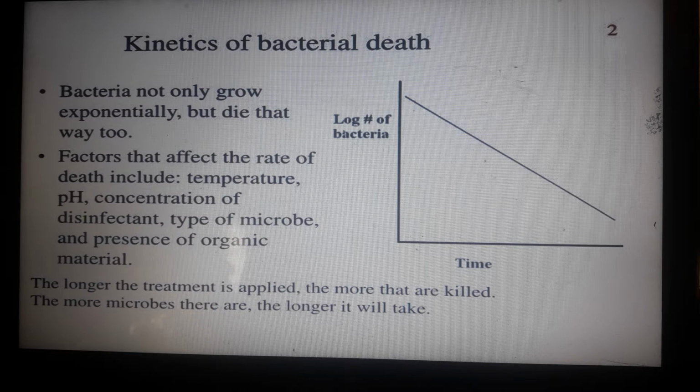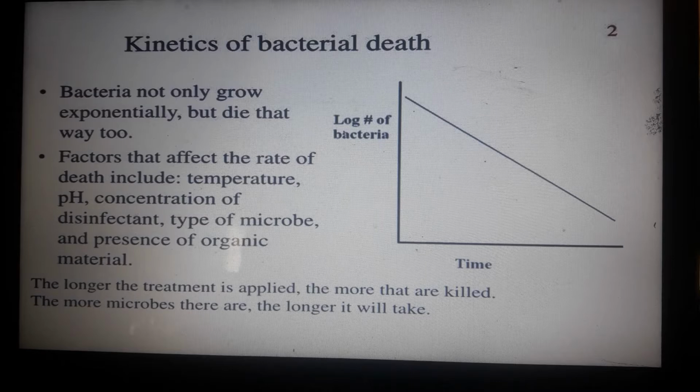So it depends upon the concentration of disinfectant, the quantity being used, the type of microbes, and the presence of organic material. The type of microbes matters because there are many microbes that will survive in different environments, such as microbes that have spores or endospores, which protect the entire cell from different exposures or environments. Presence of organic material also matters.